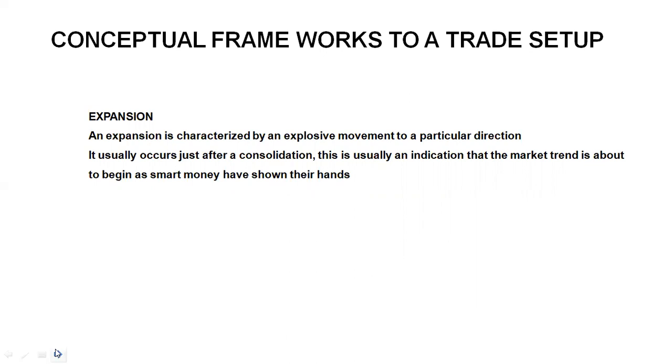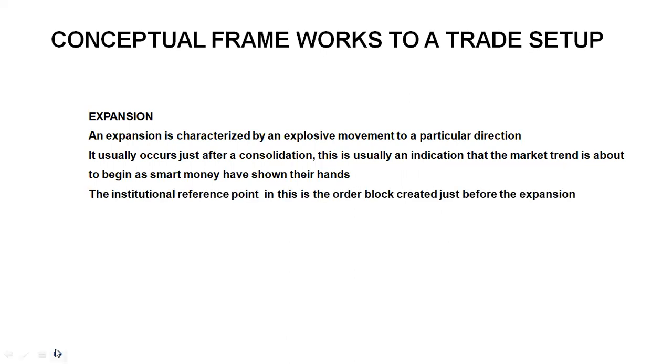Most times, smart money makes the market consolidate for the retail traders to start having speculation, for them to start getting involved, right? Because the retail-minded folks are always thinking that they must be in a trade at every given time, right? So smart money will deliberately accumulate orders while keeping the market still, waiting for you to get involved, waiting to trap you in, and then they move price explosively, all right? So now, the institutional reference point in this is the order block created just before the expansion, right? We'll see the live examples as we continue.